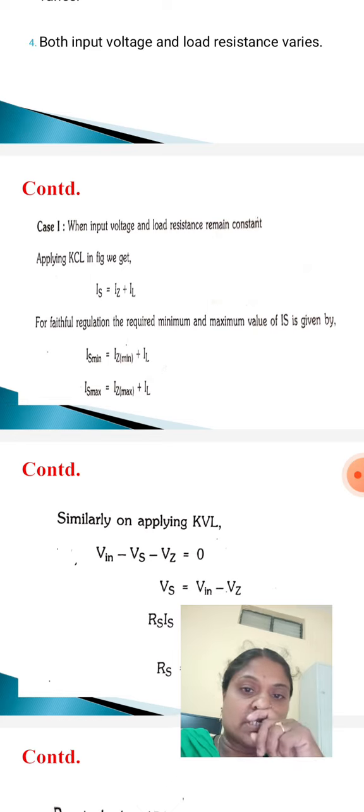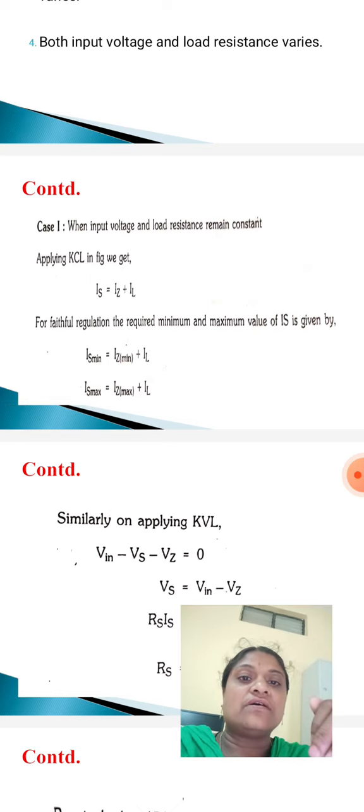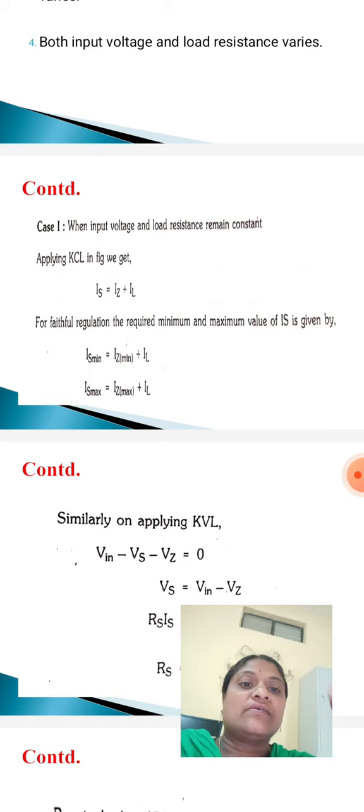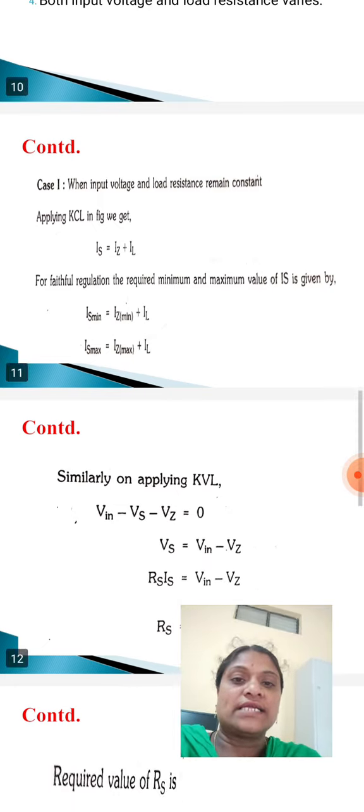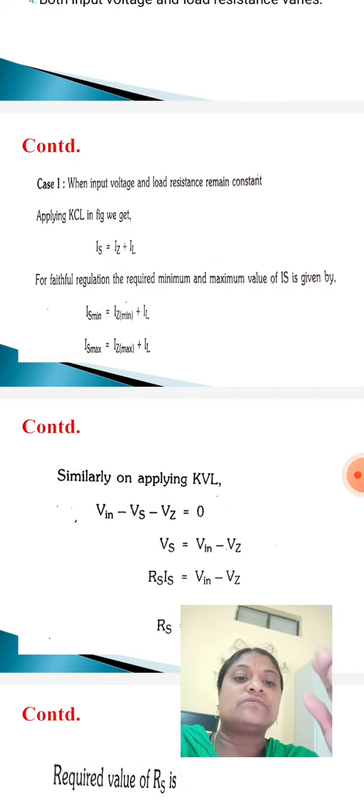We get the equation. For faithful regulation, the required minimum and maximum values of IS are given by: IS minimum is equal to IZ minimum plus IL, and IS maximum is equal to IZ maximum plus IL. IL is the load current. Here, the input source current varies, then the Zener current also varies.